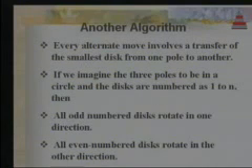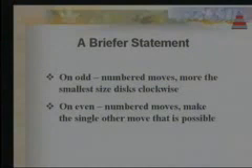You would have noticed when I was doing this thing on the model that sometimes the smaller disk went to the final pole and sometimes it went to the spare pole, because this depended upon the sequence and the number at which it was placed. We have a briefer statement of the same algorithm. You could say that on odd numbered moves, move the smallest disk clockwise. On even numbered moves, make the single other move that is possible.